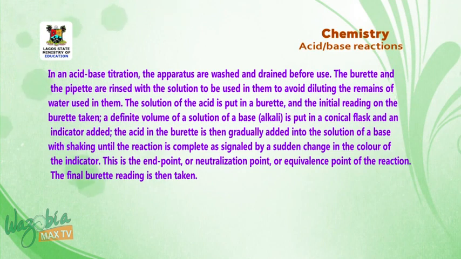The solution of the acid is put in a burette, and the initial reading on the burette is taken. A definite volume of the solution of a base is put in a conical flask and an indicator added. The acid in the burette is then gradually added into the solution of the base with shaking until the reaction is complete, as signaled by a sudden change in the color of the indicator. This is the end point, or neutralization point, or equivalence point of the reaction. The final burette reading is then taken.